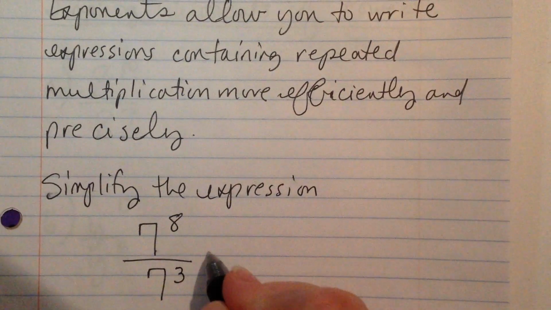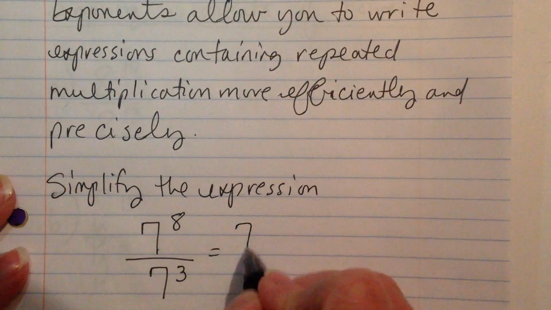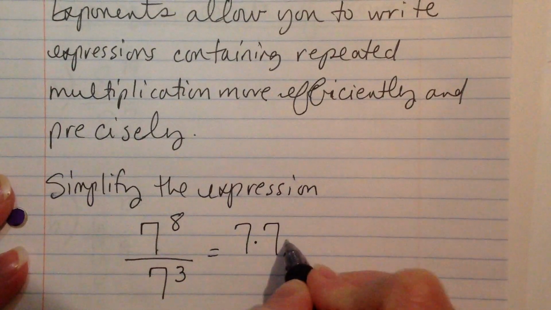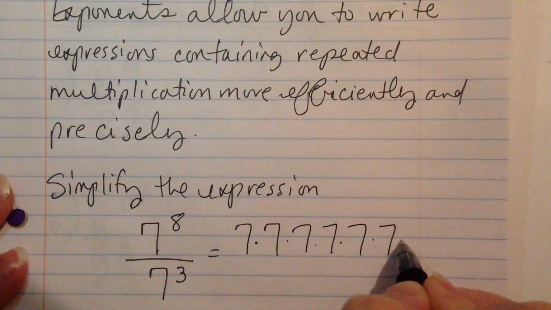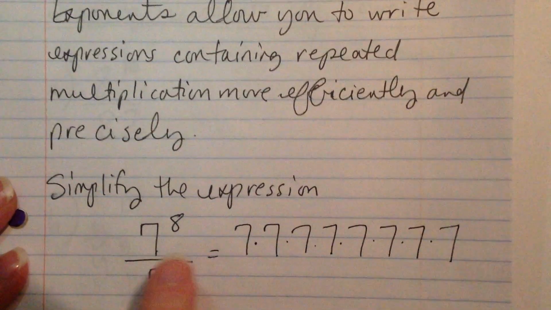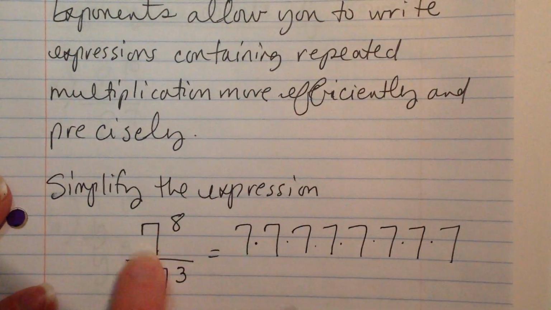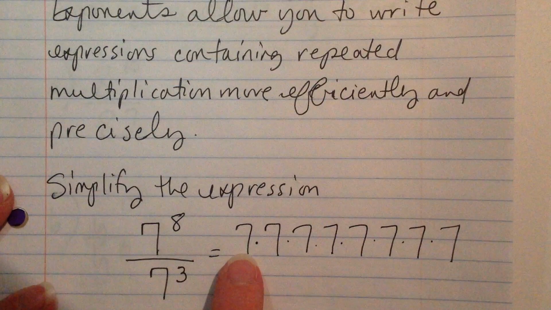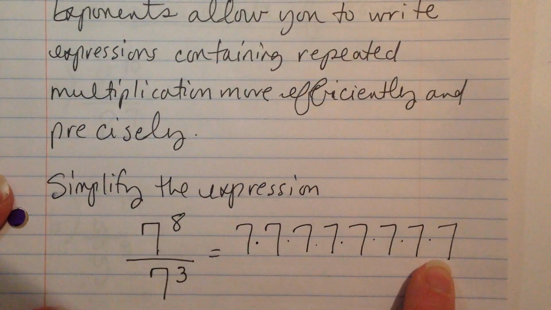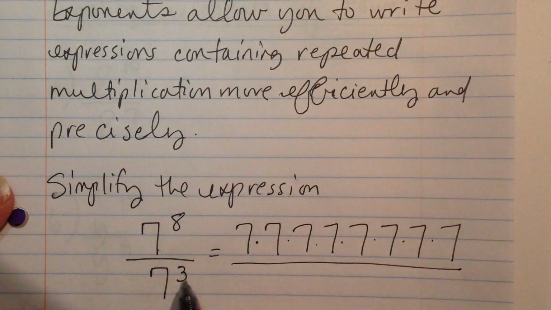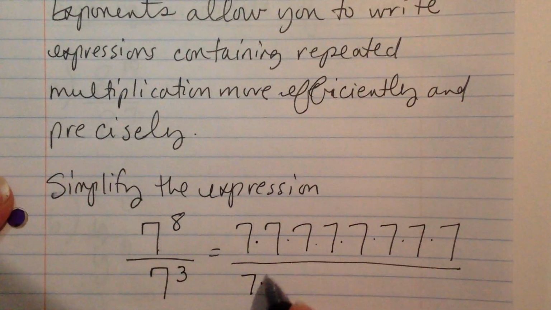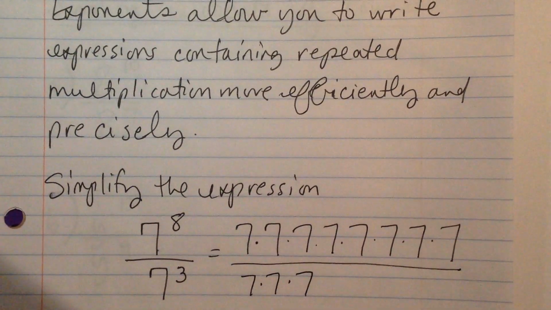Now let's think a minute. 7 to the 8th means 7 times 7 times 7 times 7 times 7 times 7 times 7 times 7. 8 sevens is what this means. Multiply them all together. I've got 8 sevens. 7 cubed means 3 sevens. Multiply 7 times itself 3 times.